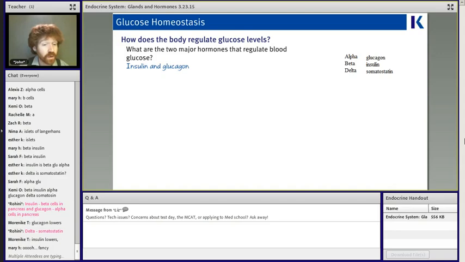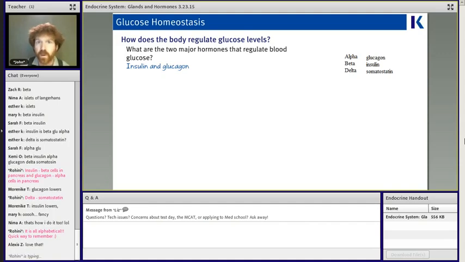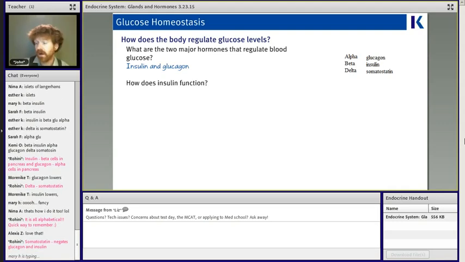Somatostatin we don't talk about too much. The thing to be aware of in terms of somatostatin, though, is basically it negates the effects of the other two. So somatostatin brings you back to the status quo. It pretty much just brings you back to baseline. So just know that about somatostatin. It's way less likely to be tested than insulin or glucagon. So let's get specific with these two because they are the predominant ones that you will see on the MCAT. How does insulin function? What does it do effectively?